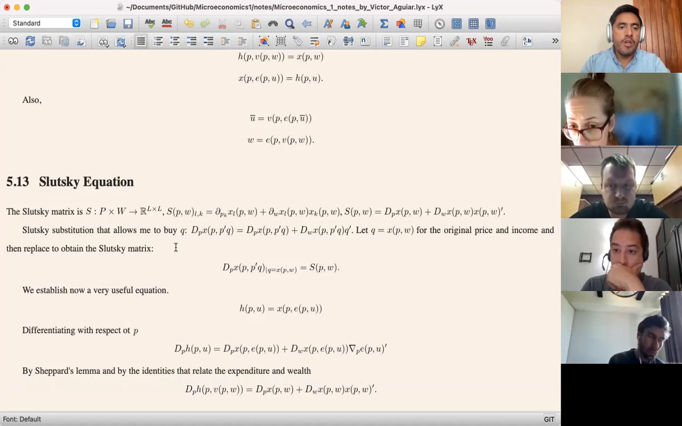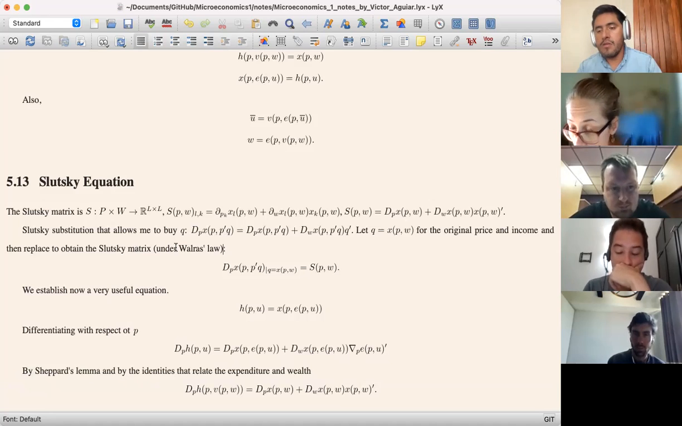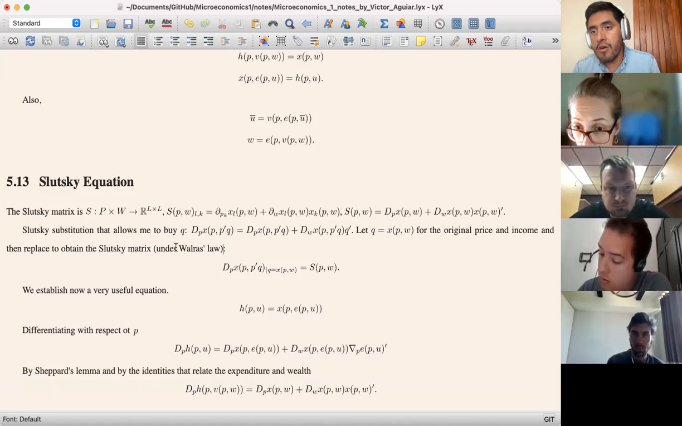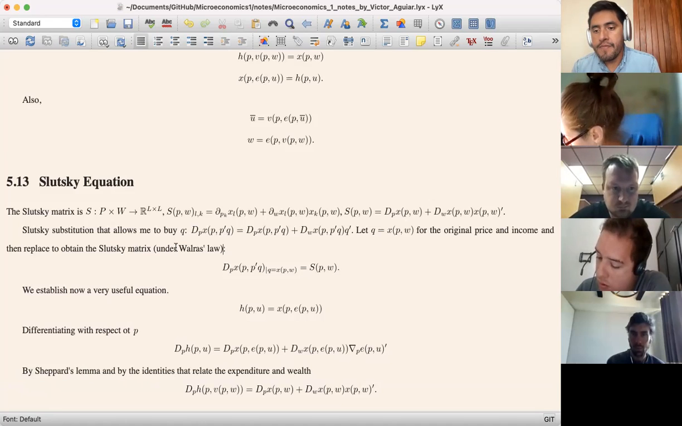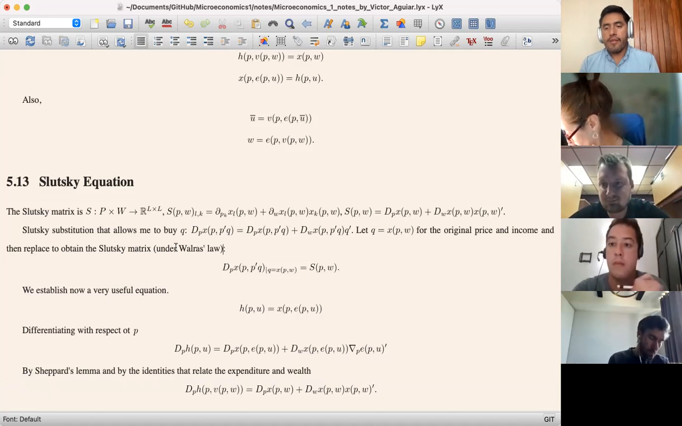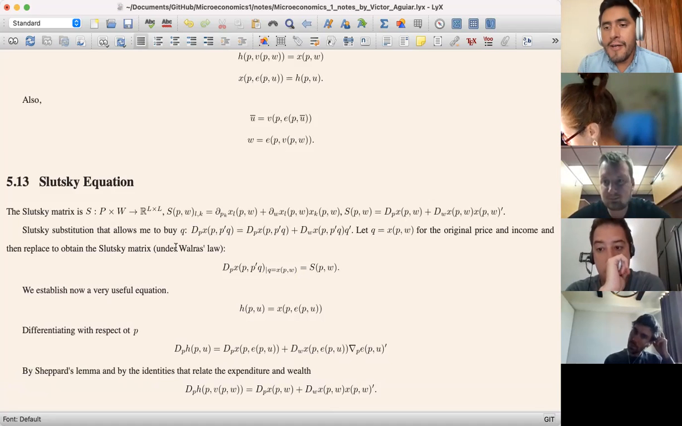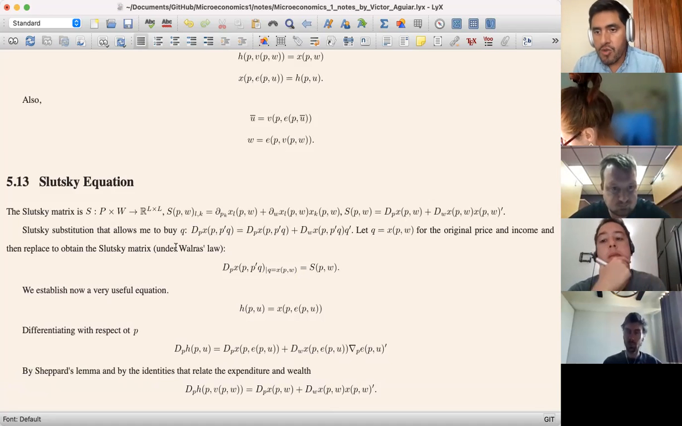Okay, of course. Remember that this is done under Walras' law, right? So that means P times X is equal to income, okay? Understood? Everything checks out? Great. So now you know what the Slutsky matrix is, and you know what the Slutsky substitution is.